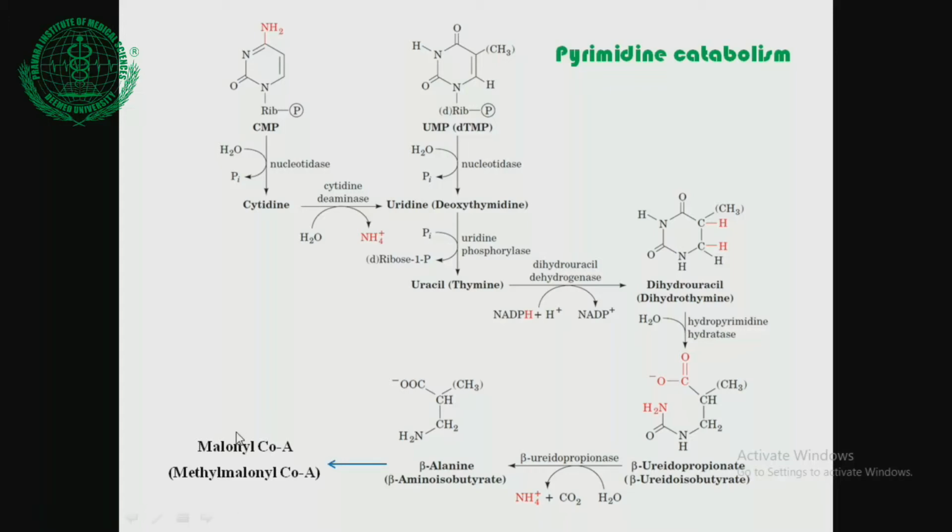converted into malonyl coenzyme A. Beta-alanine is converted to malonyl coenzyme A, and beta-aminoisobutyrate is converted into methylmalonyl coenzyme A. And these coenzymes participate in the fatty acid synthesis pathway, and they are eventually converted into succinyl coenzyme A and acetyl coenzyme A, and they are further fed into the TCA cycle.